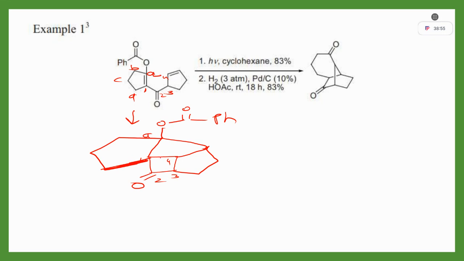Okay. So now you can see this is your five-membered ring. This one is your four-membered ring. This is your five-membered ring, and this one, two, three, four. So two four-membered rings and two five-membered rings are there. Okay. And one more thing. In the first step, hν in cyclohexane is there. Cyclohexane is nothing but your solvent. I hope till this point you are clear.